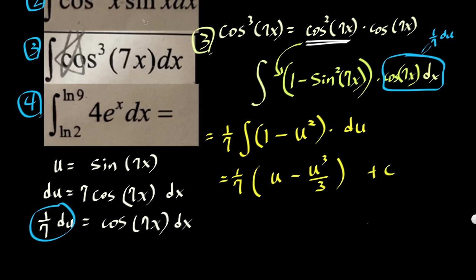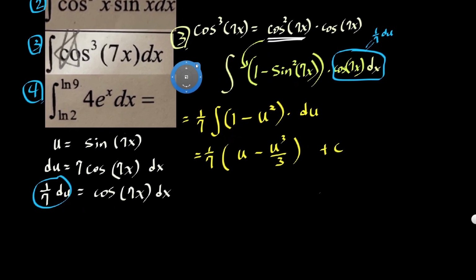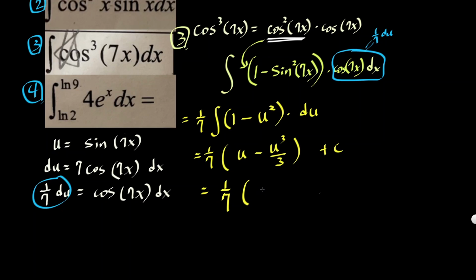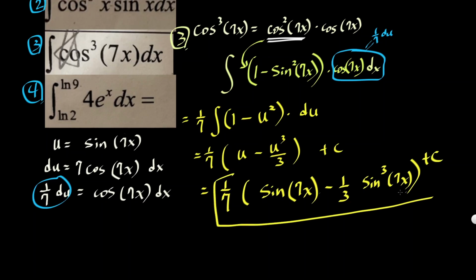Plug everything back in. We got 1 over 7. u used to be sine 7x, and then minus, let's put 1/3 out, sine cube 7x. And then all you got to do is plus c at the end. So this should be the answer to number 3. Let's move on to number 4 now.